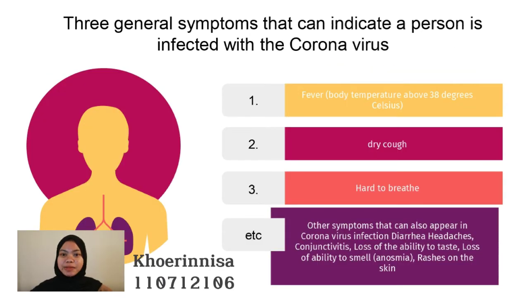3 general symptoms that can indicate a person is infected with the coronavirus. First, fever, body temperature above 38 degrees Celsius, and then dry cough and difficulty breathing. Other symptoms that can also appear in coronavirus infection: diarrhea, headache, conjunctivitis, loss of the ability to taste, loss of the ability to smell or anosmia, and rashes on the skin.